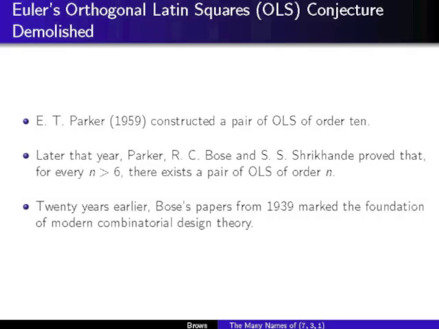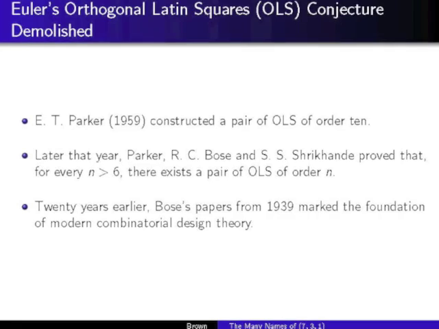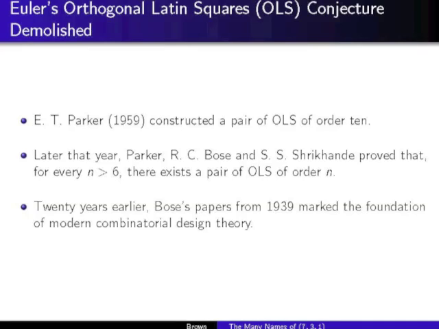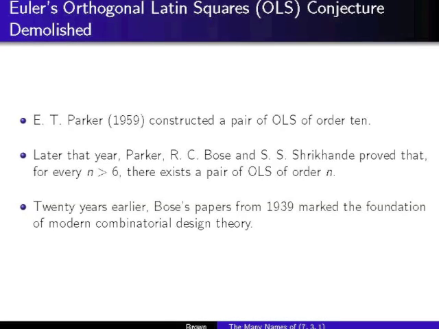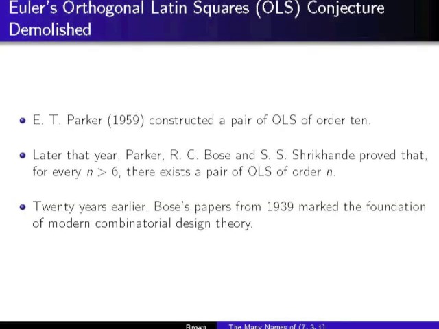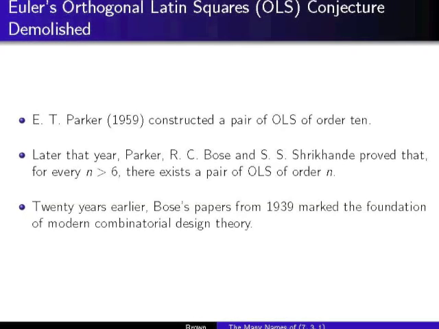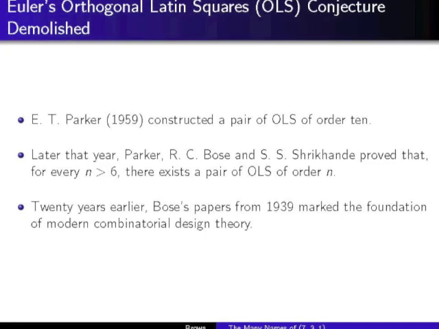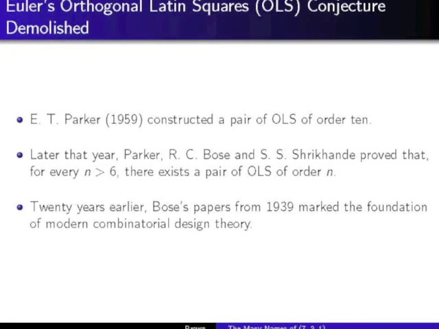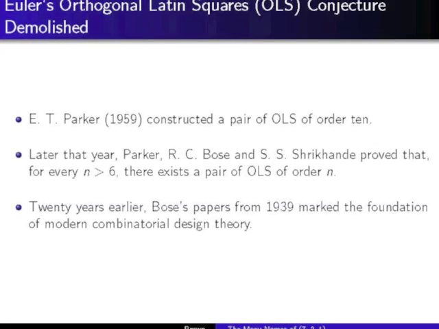The pair of orthogonal Latin squares appeared on the cover of a magazine called Scientific American, and inside was an article by Martin Gardner about this singular event in the history of mathematics. That 175 years after Euler made a conjecture, Parker gave a counterexample, but it's better than that. He and 2 colleagues, R.C. Bose and S.S. Shrikhande, proved that for every n bigger than 6, you can find a pair of orthogonal Latin squares of size n.